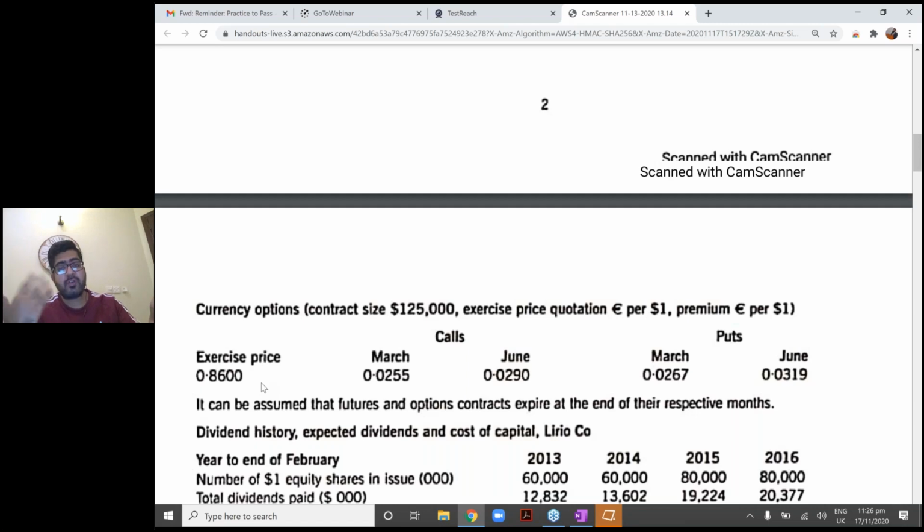If he's offering contract in dollars, I'm buying dollars, take call option. If he's offering contract in PKR, I am not buying PKR, I'm giving, selling PKR. So even in payment case, if the contract size is in PKR, I'm selling PKR, I will take put option.